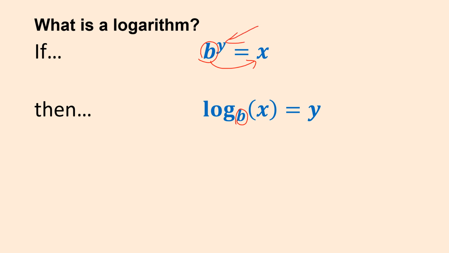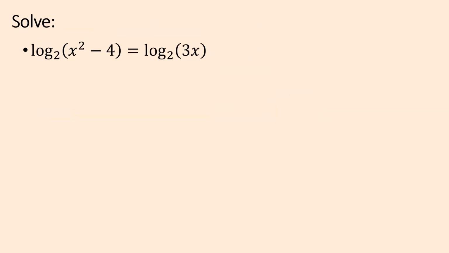Conversely, b to the y power equals whatever is inside the parentheses on that log. In this section, we're going to be solving logarithmic equations like this one here. Log base 2 of x squared minus 4 equals log base 2 of 3x.